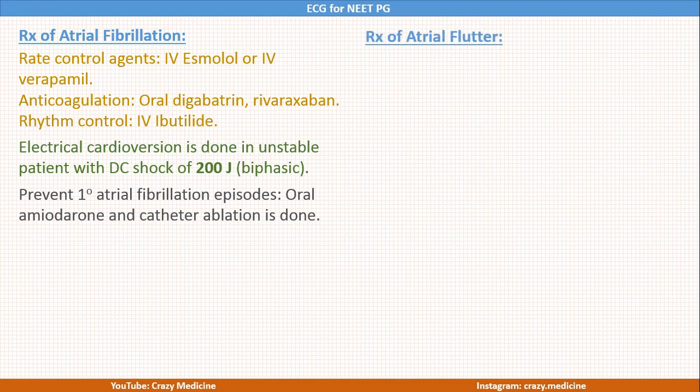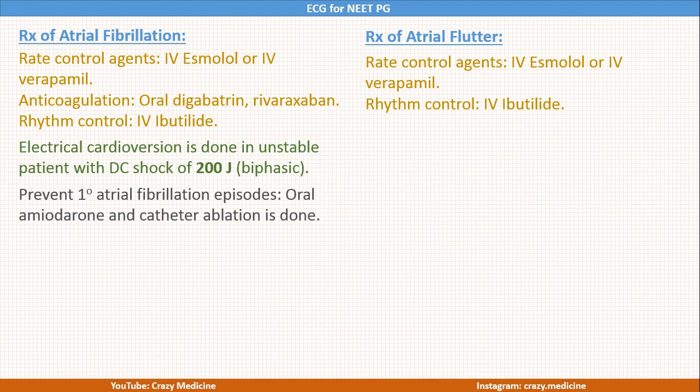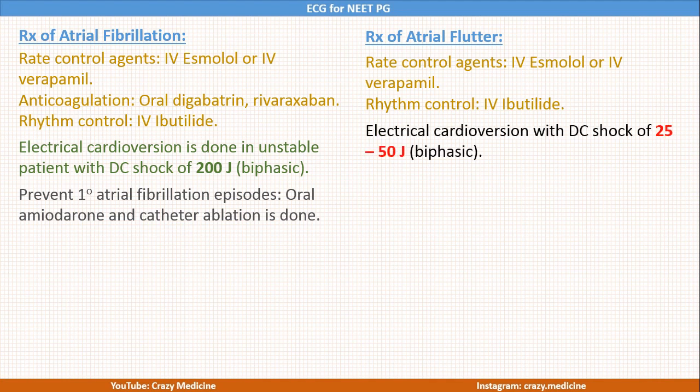Treatment for atrial flutter is done with IV esmolol or verapamil, which are rate control agents, IV ibutilide for rhythm control, and if these measures fail, electrical cardioversion with 25 to 50 joules is done.